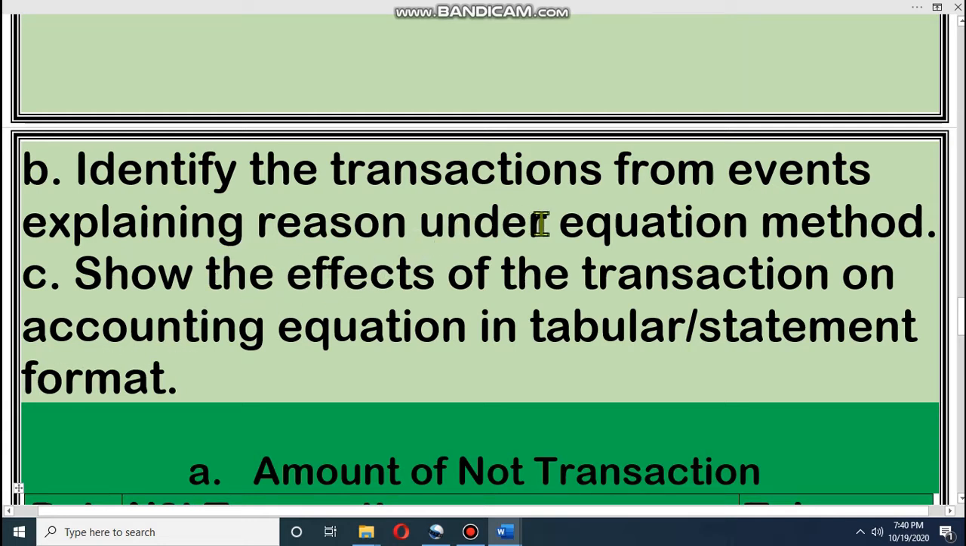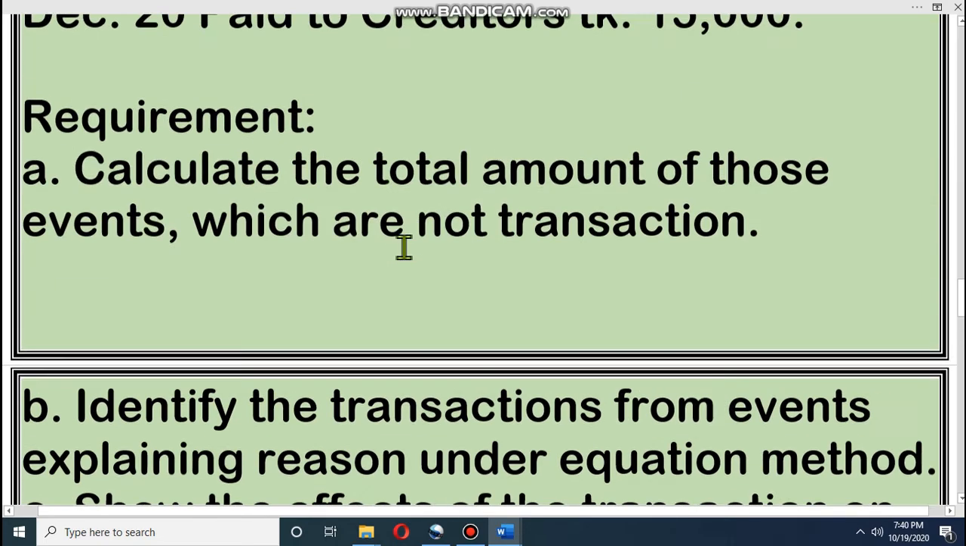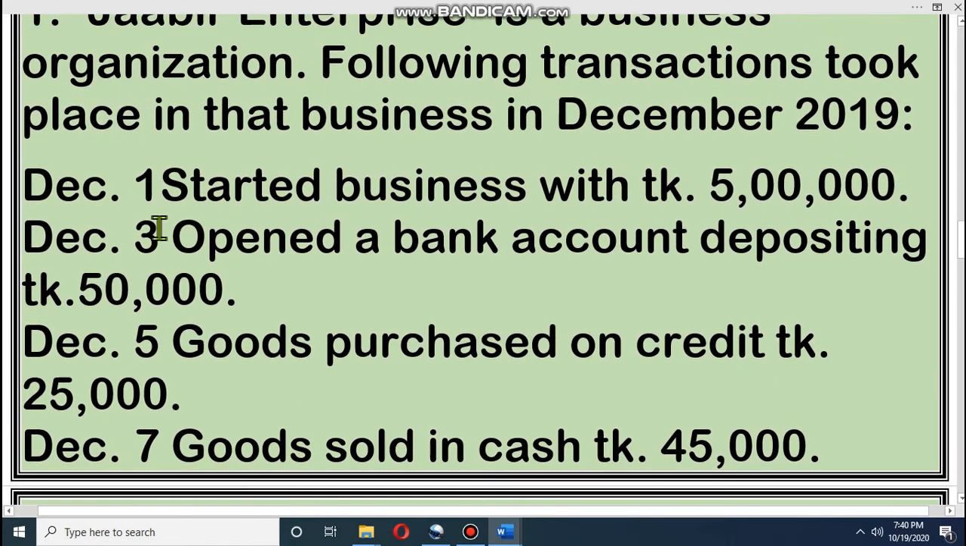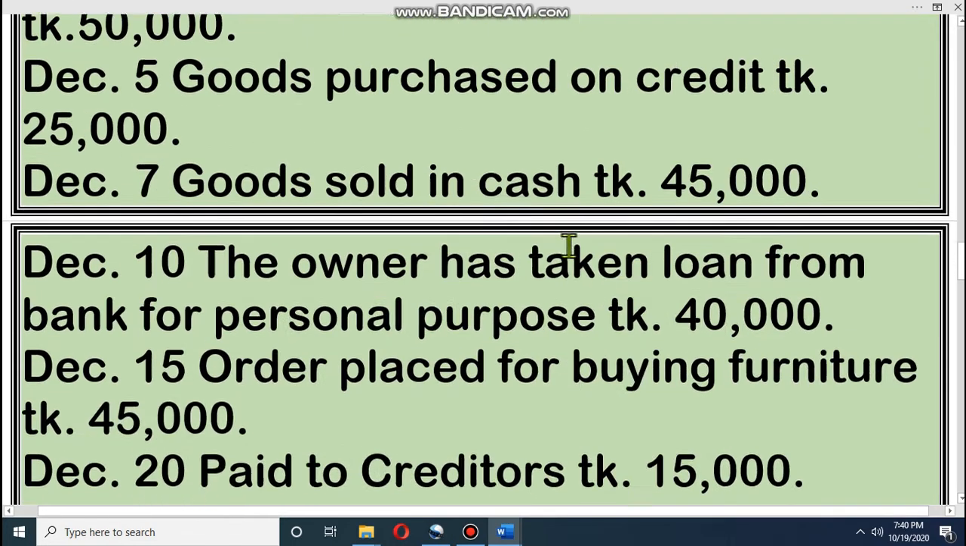Here I will show you one way we can write the reason under the equation method. Dear student, earlier we have already detected which one is not a transaction. Now for the transactions we have to write the reason. Number one, started business with taka 5 lakh. By this time we have understood this is a transaction. Now we'll see what the reason is.